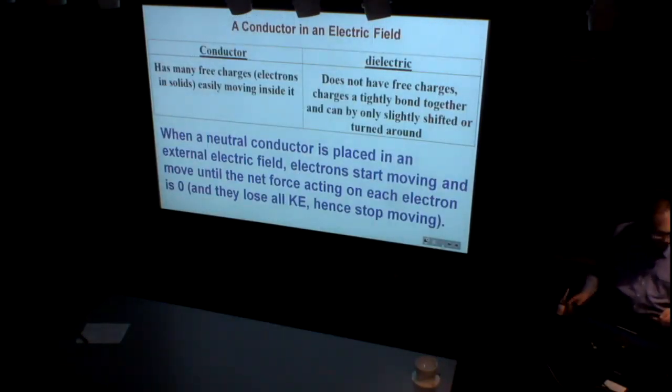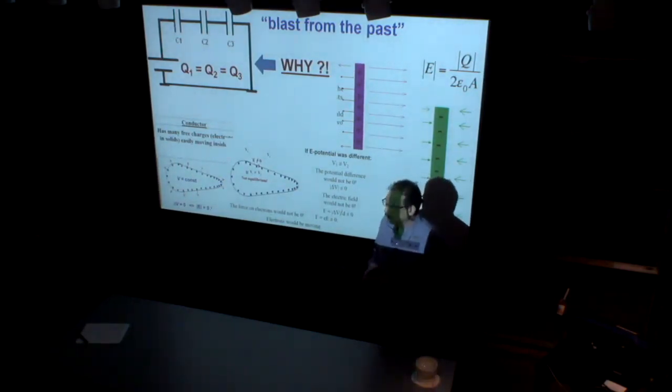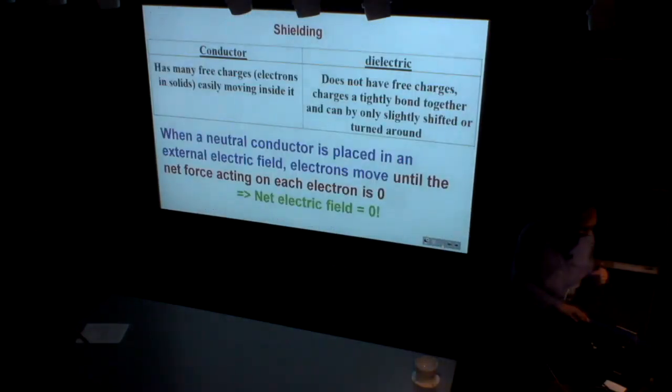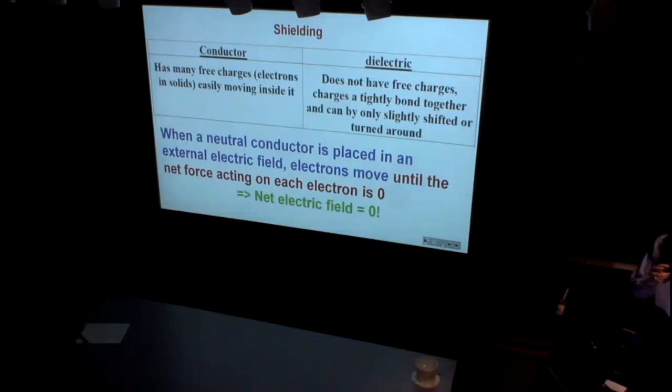And now, remember the difference between a conductor and dielectric. In a dielectric, we have to apply a very, very strong electric field to make a few electrons move. That actually breaks a dielectric. In a conductor, even a very weak electric field makes electrons move easily. So what's going to happen if we take a conductor and place it in an electric field? That's on the next slide. So when we take a conductor and place it in an electric field, electrons start moving, but they cannot move forever.